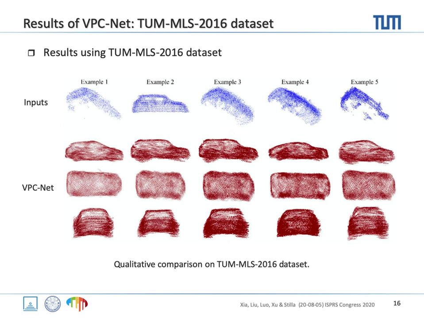Unlike point clouds from the KITTI dataset, point clouds from the TUM-PF 2016 dataset are very dense. In spite of this, VPC-Net can still generate detailed information, not only for the partial inputs, but also for the missing structures.